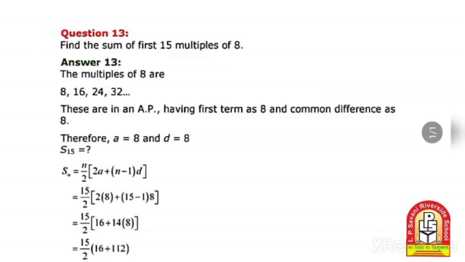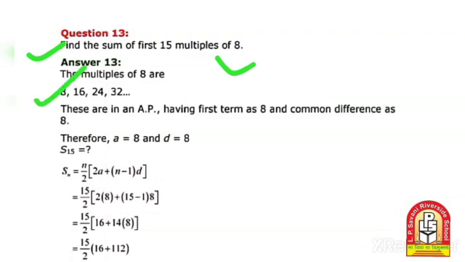In the previous lecture, we completed exercise 5.3 up to question number 12. Let's begin with question number 13. In question number 13, you can see that we have to find the sum of the first 15 multiples of 8.